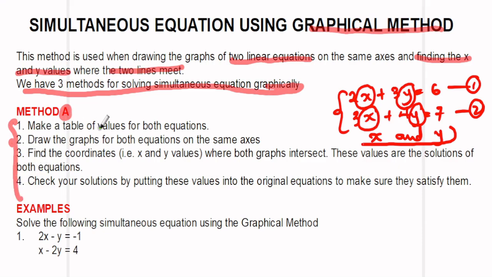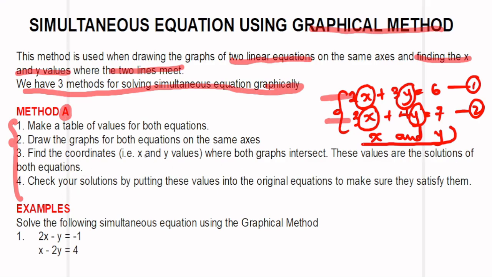It says make a table of values for both equations, so for equation 1 and equation 2 we have to make a table of values. The next step is to draw the graph for both equations on the same axis. After that, we have to find the coordinates, that is the x and y values, where both graphs intersect. These values are the solution of both equations.